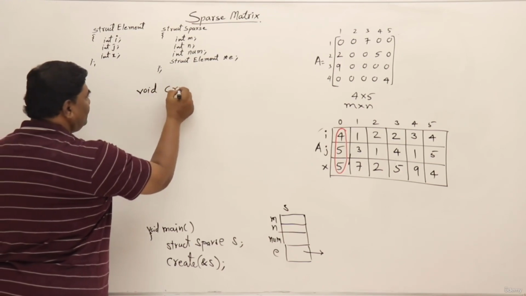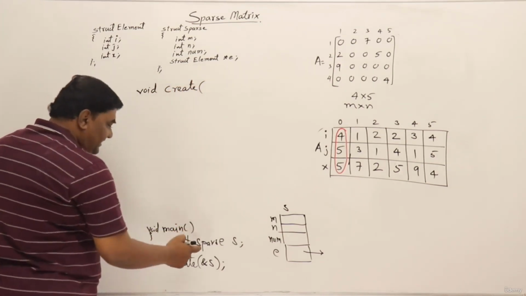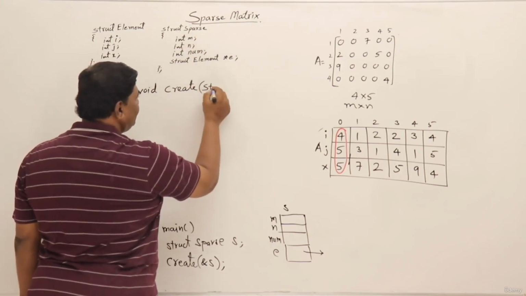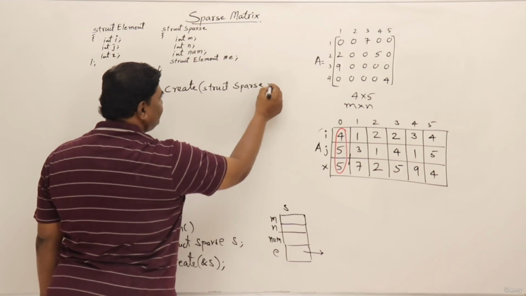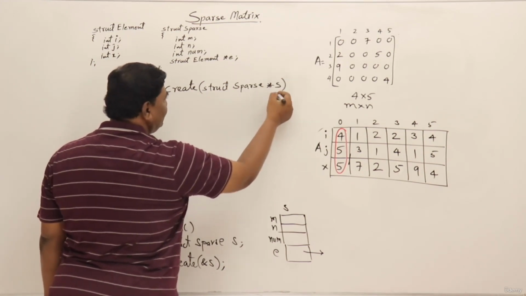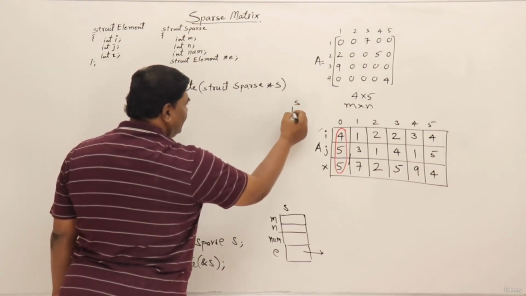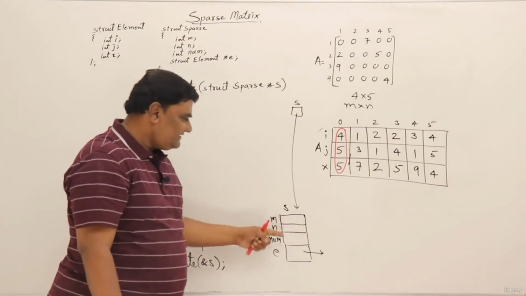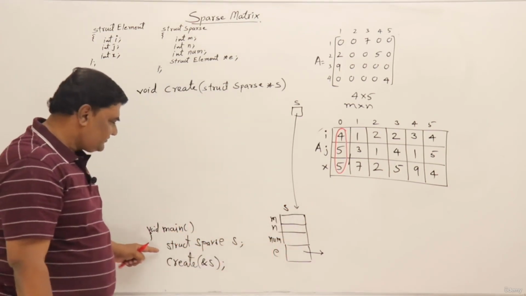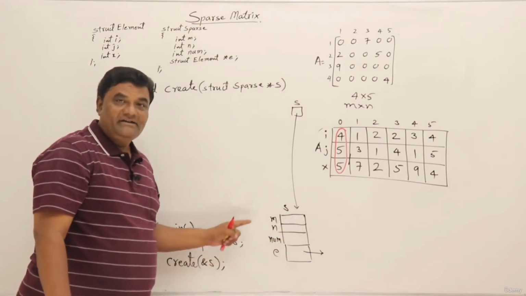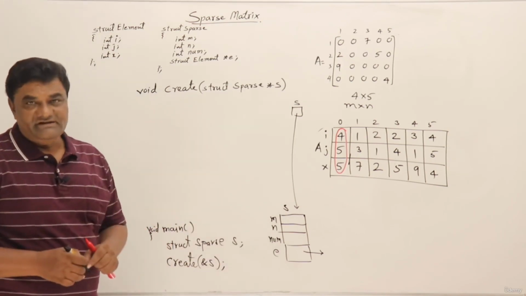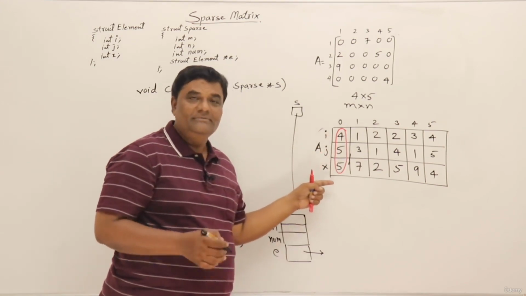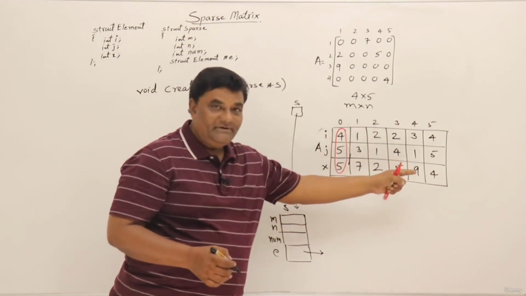Void create. This function takes a structure type pointer, that is a sparse matrix type pointer, struct sparse, and let us call this pointer S only. So this function is having a pointer S which is pointing to this one. So this function can access this structure which actually belongs to the main function, that is the sparse matrix structure. Now what I am going to do in this create function, I am going to fill all these values, that is number of rows, number of columns, and number of non-zero elements, and I will take all the elements and fill them up.